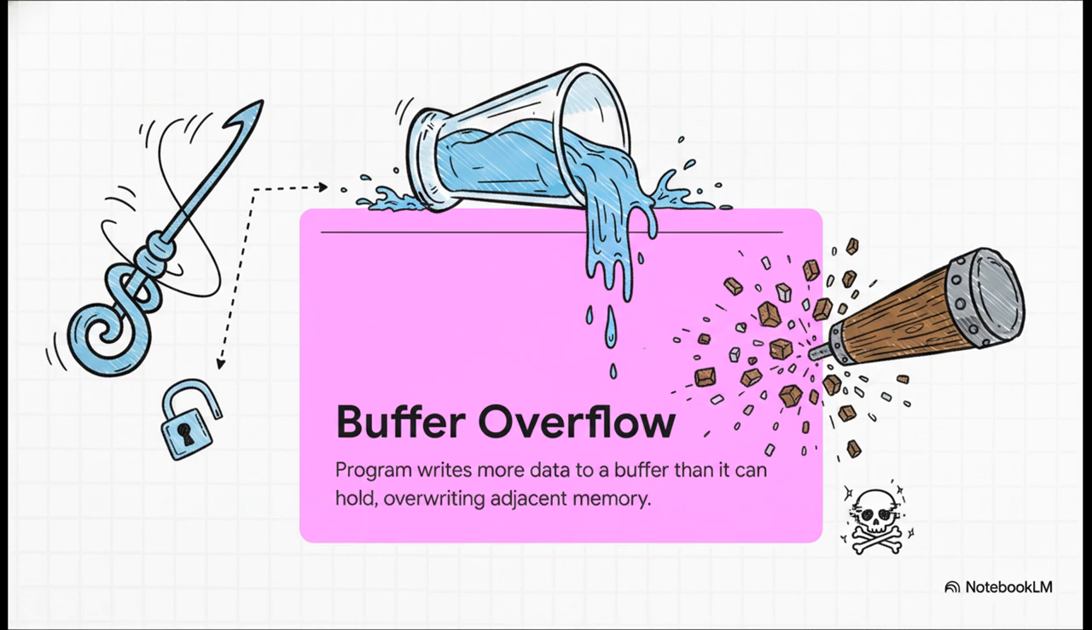Imagine pouring a whole gallon of water into a standard pint glass. It just spills over, right? Well, in software, this spills over into adjacent memory spaces, completely overwriting whatever was sitting there. This causes highly erratic program behavior, application crashes, and most dangerously, it can allow an attacker to execute arbitrary code. By completely overrunning the system's boundaries, they can achieve a total system compromise.